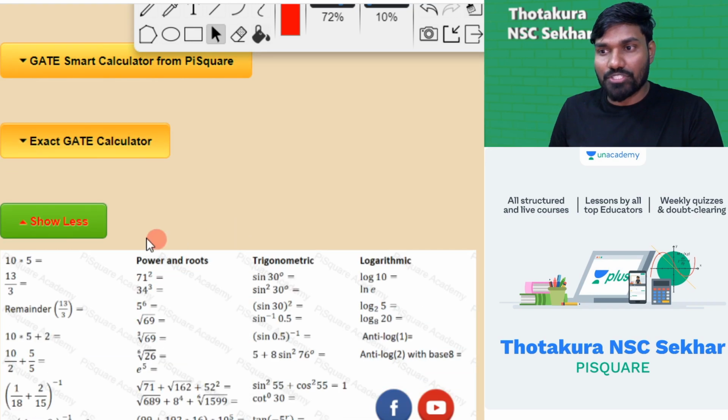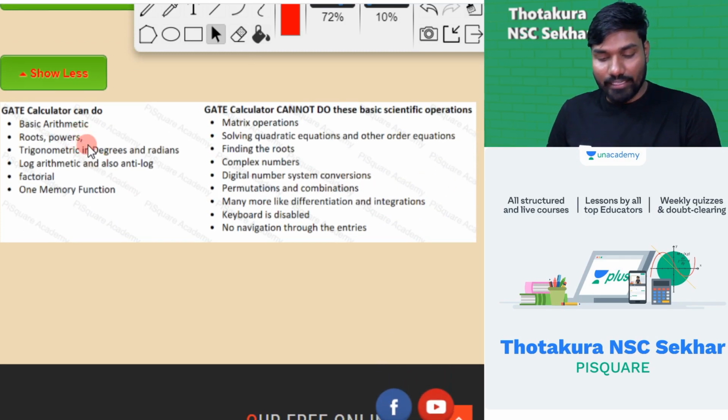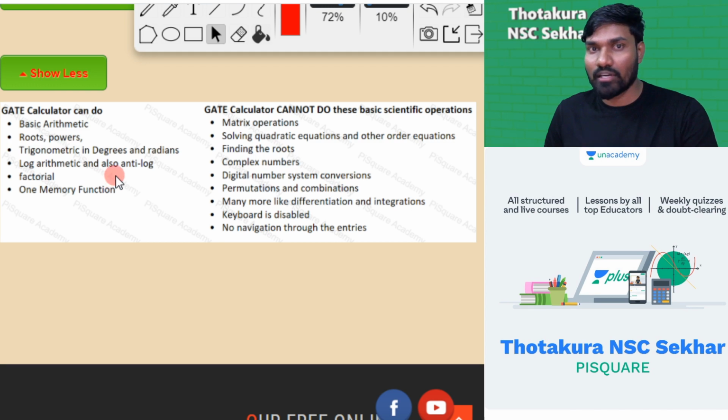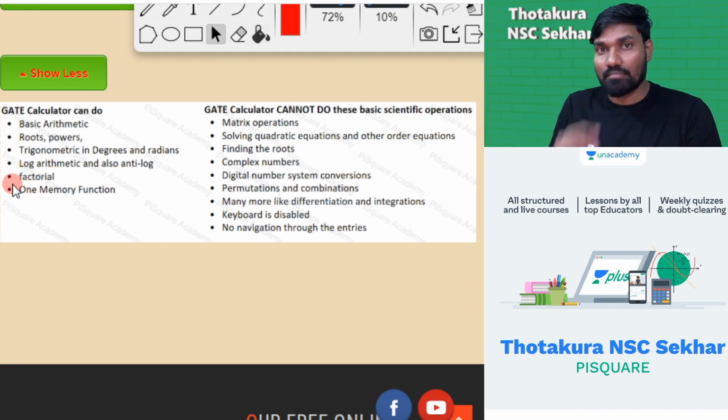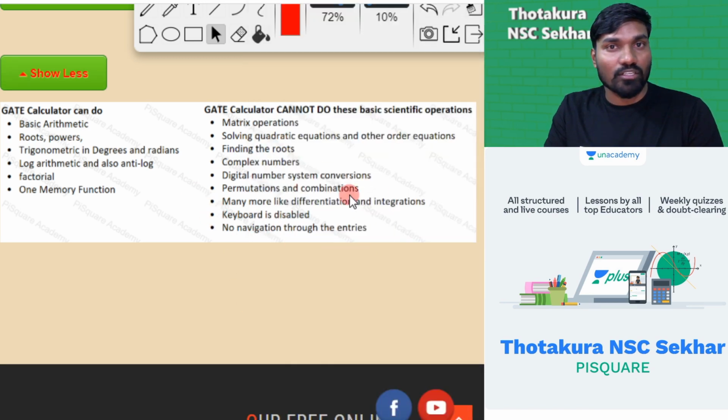Okay, so what can this calculator do? Let's look at the possibilities of the GATE virtual calculator. It can do basic arithmetic like any other calculator, roots and powers, trigonometric operations in degrees and in radians, logarithmic as well as anti-logarithmic, and factorial. It has a memory function, but only one. Matrix operations it cannot do. These are things it can never do, unlike your regular calculator, which can do all of these.